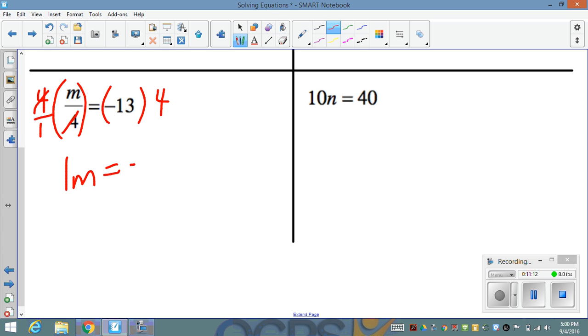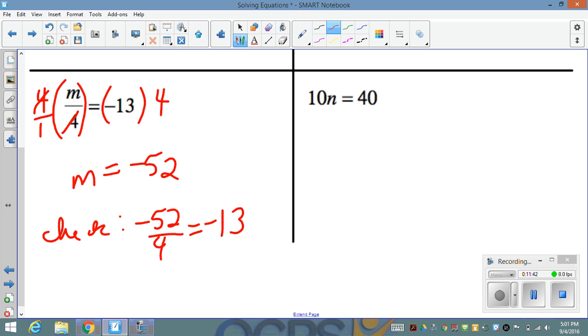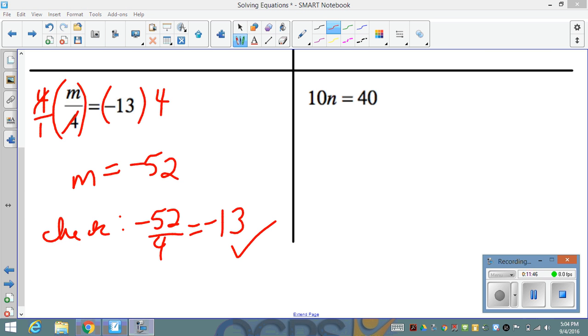And then negative 13 times 4 is going to be negative 52. And notice this is done. I'm isolated. I know I have that little 1 there, but I could just erase it if I wanted to, right? So 1m and m means the same thing. So m equals negative 52. I can do a quick check. Is negative 52 over 4 equal to negative 13? And when I do that quick division, yes it is. Okay, our last example that we're going to work through.